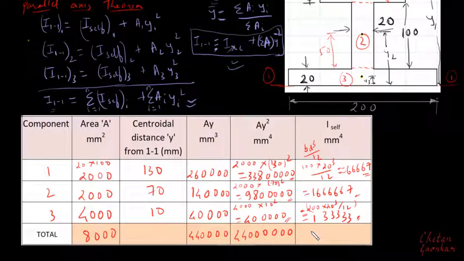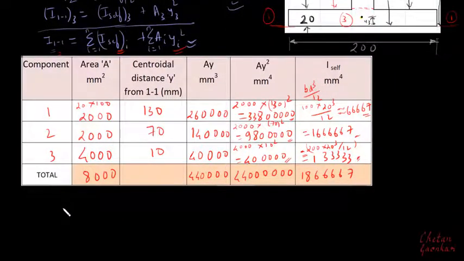So that will be equal to 1866667. So we have almost got all the values here in this column. I have got summation of A into y square, so I have got this value. Here in this column I have got summation of I self, so I have got this value. So I am good to find I11. Also I'm good to find y bar, which is summation of ai yi divided by summation of ai. So first let us calculate what will be I11.